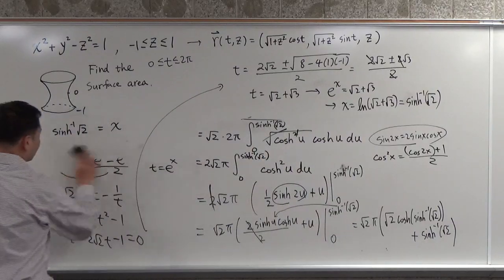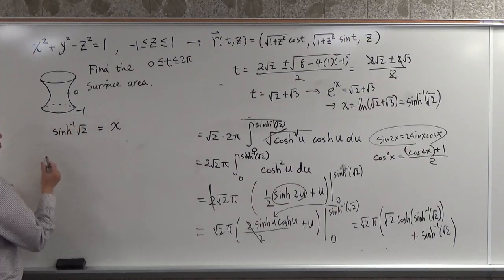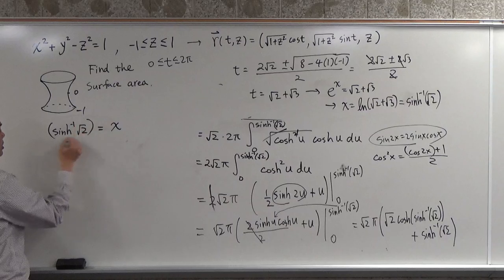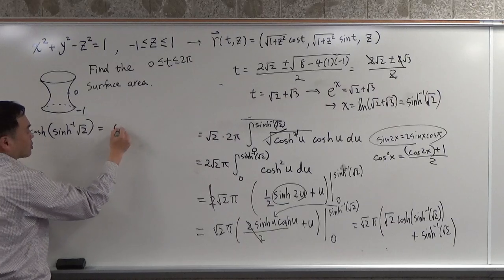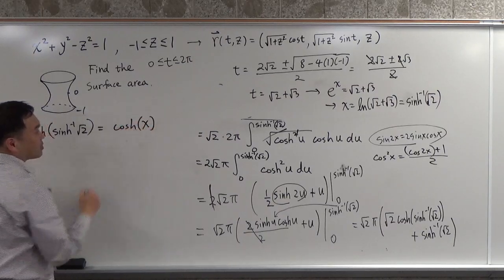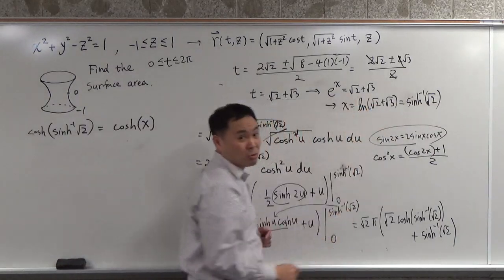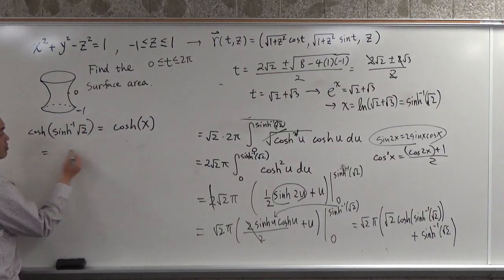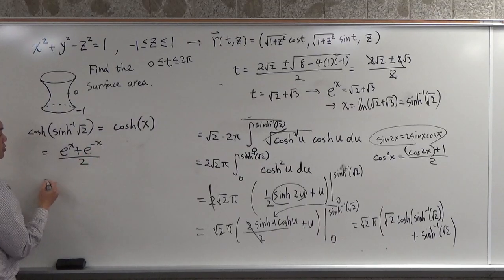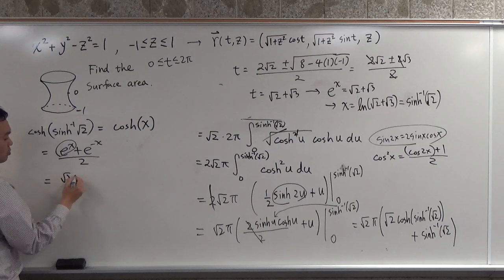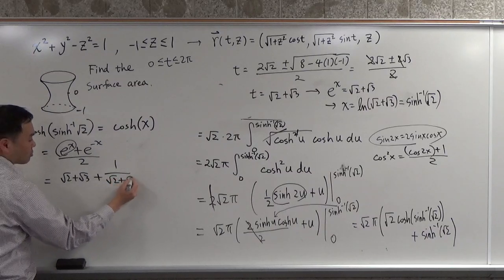Well, now let's think about that. So if you had cosh of sinh inverse of square root of 2, that's going to be cosh of x, right? But we actually know what x is. x is this thing, right? And we also know that e to the x is square root of 2 plus square root of 3. So since cosh is e to the x plus e to the negative x over 2, and I know that this is square root of 2 plus square root of 3, and e to the negative x is 1 over square root of 2 plus square root of 3, all over 2.